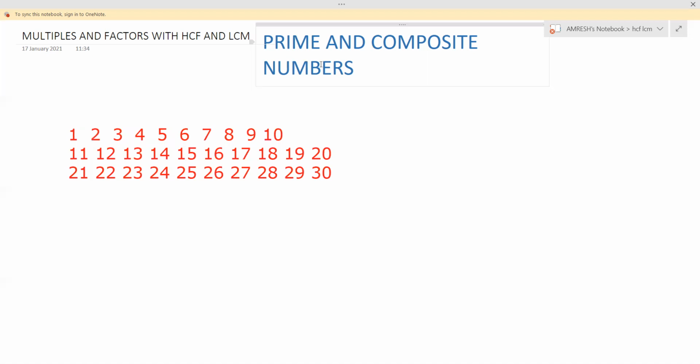This process is called the Sieve of Eratosthenes. So by this you can identify the prime and composite numbers.